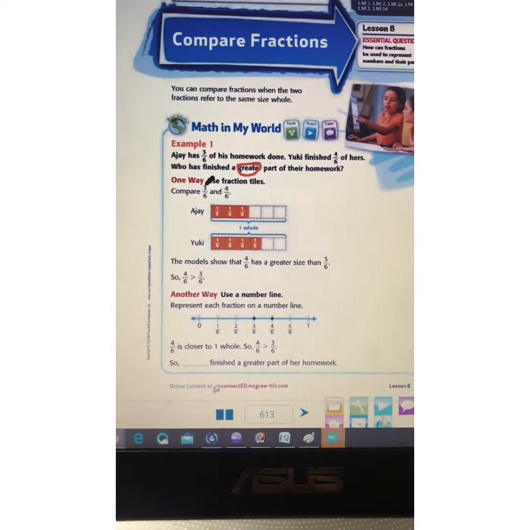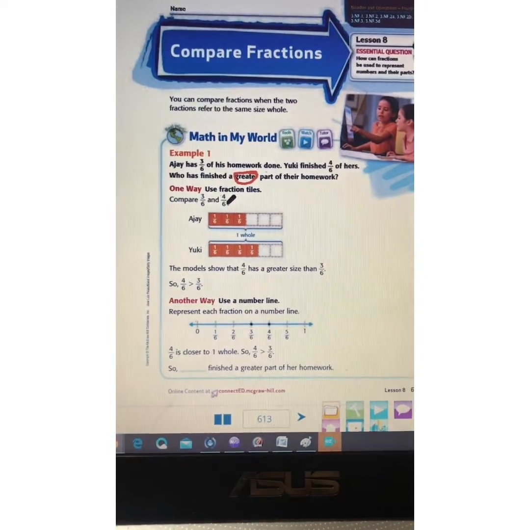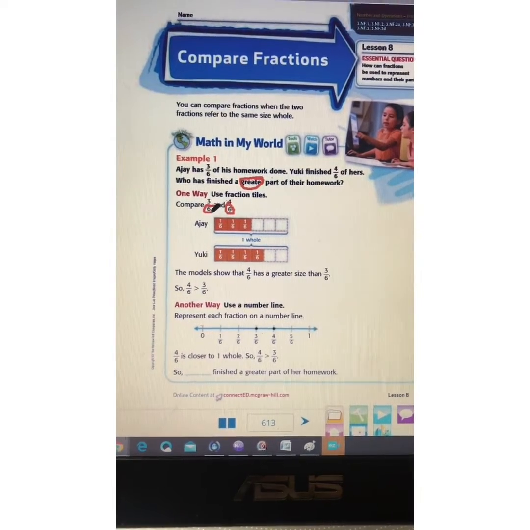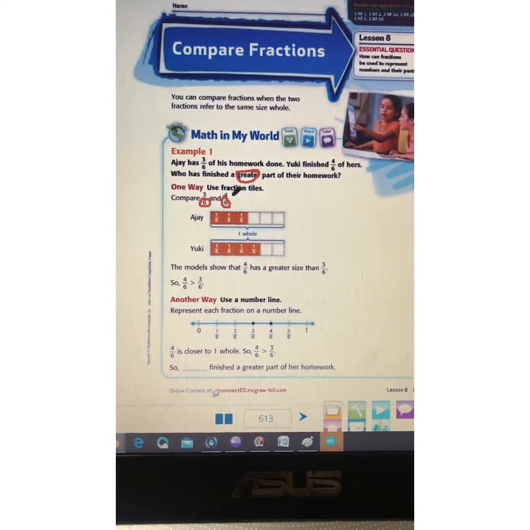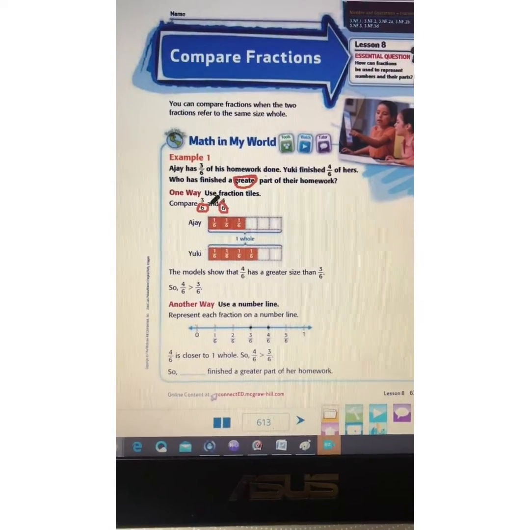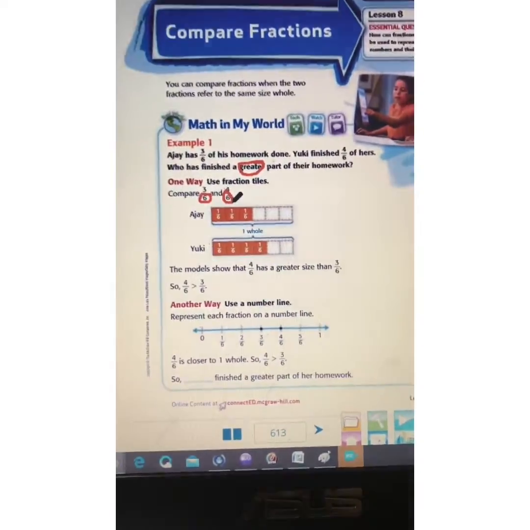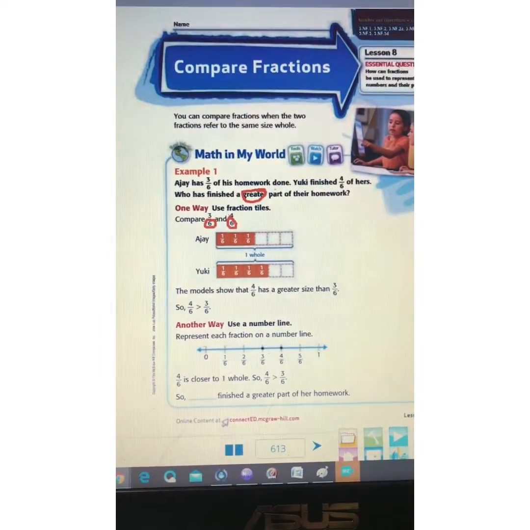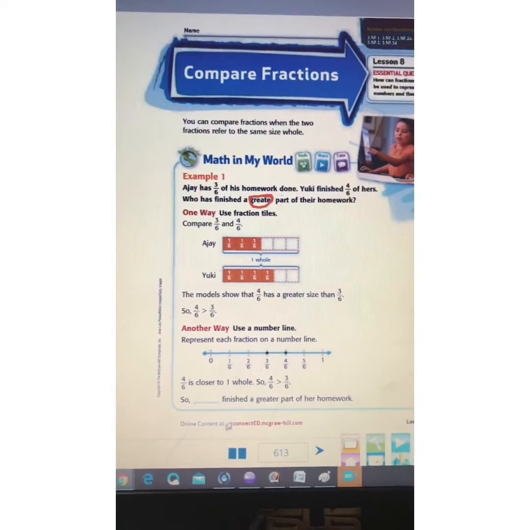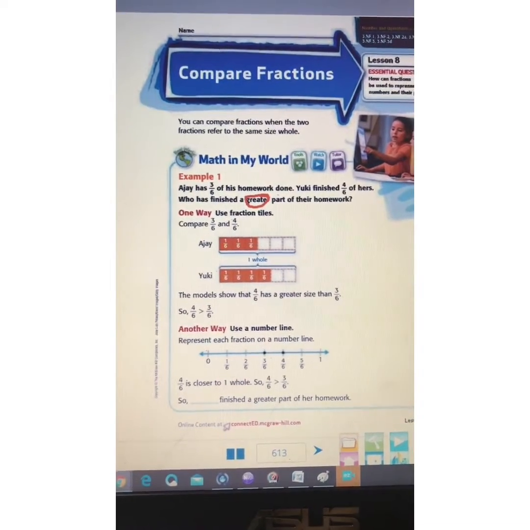Since these two fractions, 3/6 and 4/6, have the same denominators, which are the numbers below the line. Numerators are the numbers above the line. So as you can see in these two given fractions, the denominators are the same. That means both wholes are divided into 6 parts. Right? That's why their denominators are 6, because both of them are divided into 6 parts.